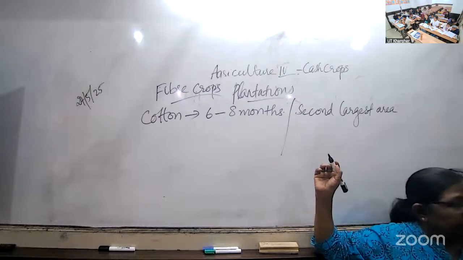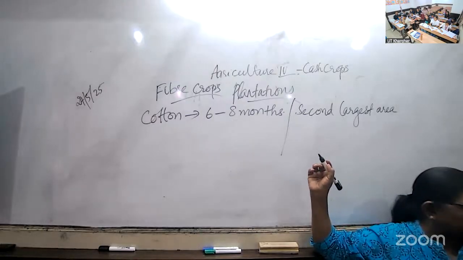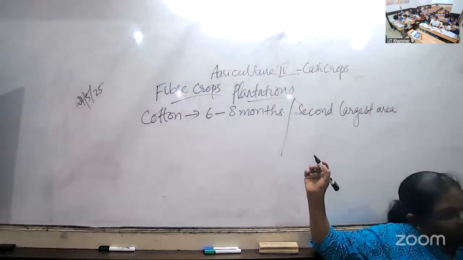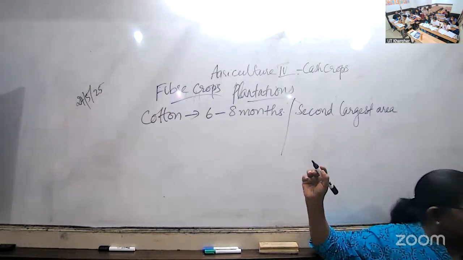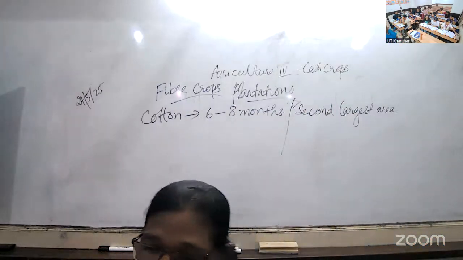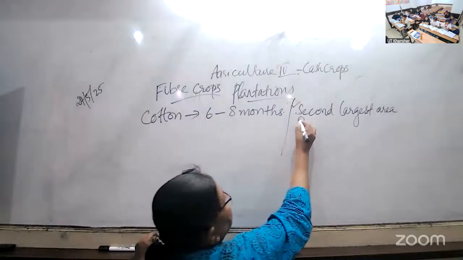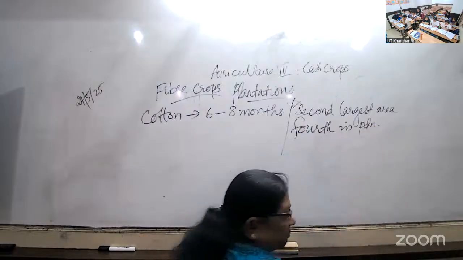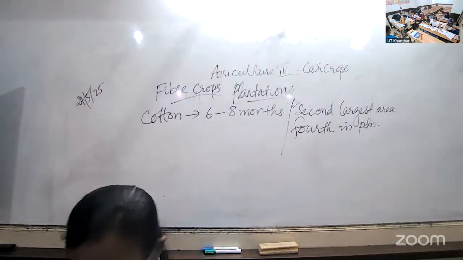Why do we know that among the crops other than food crops, cotton takes the second largest area? Because from earlier times onwards, India has been a major producer of cotton as well as an exporter of cotton. Because of that, a large area is spent on the cultivation of cotton. Then in production, what is the place? Fourth in the production of cotton.